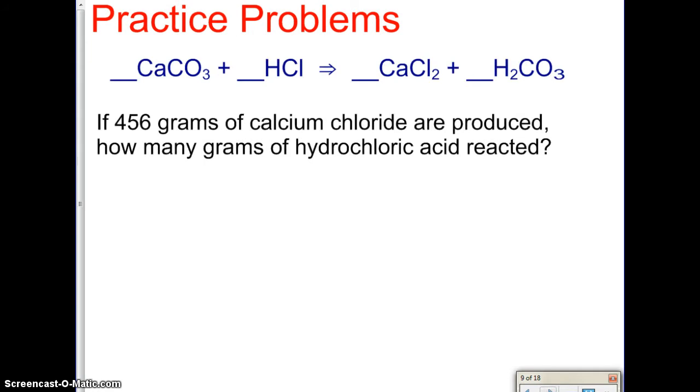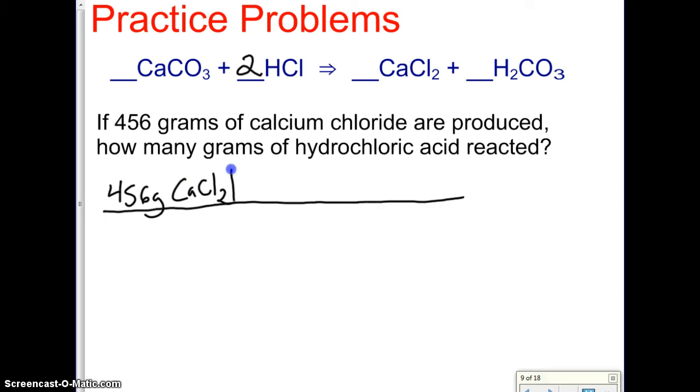Okay, and one more for good measure, and then we'll look at limiting reactants. So again, make sure you balance the equation. 2 hydrogens, 1 hydrogen. Throw a 2 out in front. That gives me 2 chlorines, 2 chlorines. It's already balanced and ready to go. If 456 grams of calcium chloride are produced, how many grams of hydrochloric acid reacted? So 456 grams CaCl2. Notice here we're starting with a product.